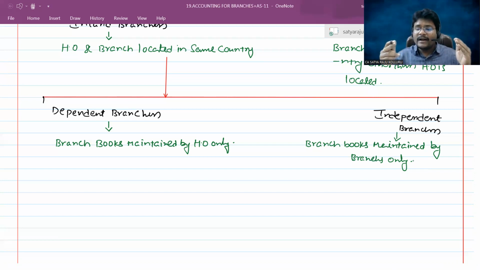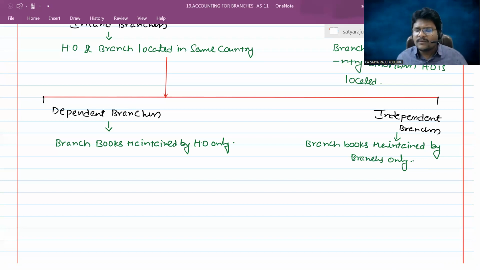Anyway, head office will maintain their own books of accounts. That is okay. Each and every entity will maintain their own books of accounts, right? Now I am only talking about branch. I never discussed any points related to head office. Sir, what is the accounting treatment with respect to the head office, sir?